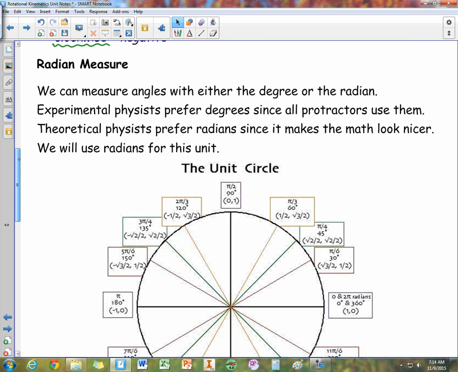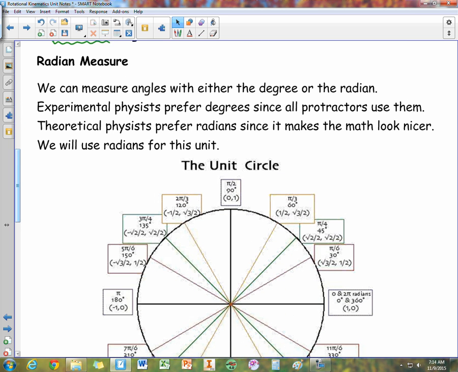Now, we talked about these angles. We also need to be able to measure them. And to measure angles, we are going to either use the degree or the radian. Experimental physicists tend to prefer degrees. All protractors measure in degrees, and it's real easy to measure a degree. Theoretical physicists tend to prefer radians. It makes the math look nicer. It makes the math easier.